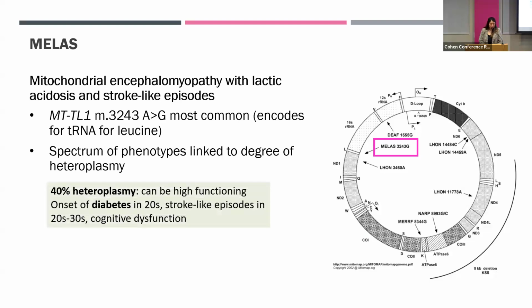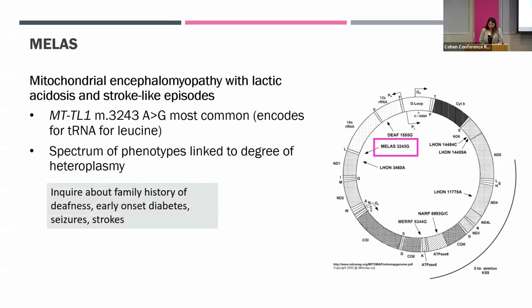And then with the lower heteroplasmy, these patients can be high functioning until early adulthood. So they have early onset diabetes. This mutation is actually responsible for a good percentage of early onset diabetes that goes undiagnosed. And then they can have stroke-like episodes later, and then they get progressive cognitive dysfunction. So it's important in these cases to inquire about family history that can really help you hone in on the diagnosis. And these are the key things to ask about.